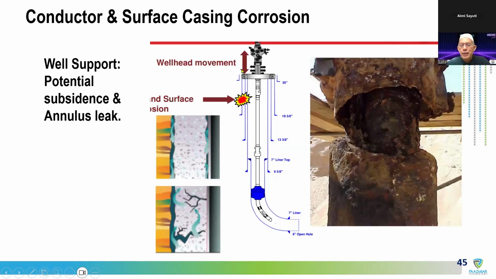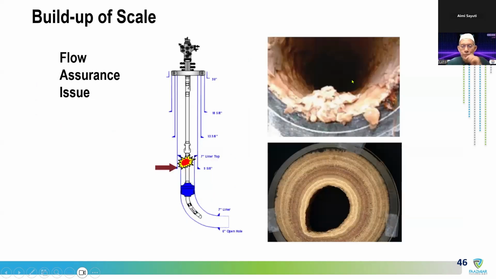Okay, this is an example that I show you, surface casing corroded, from my experience with the Baram Delta. After 25 years, most of the casing corroded. This is your conductor casing corroded, and your surface casing is also getting worse and worse. And then there is the issue of scale, because once you have scale coming in the tubing, sometimes it not only builds up scale, but it starts to eat up some of the metal, and then it causes corrosion.